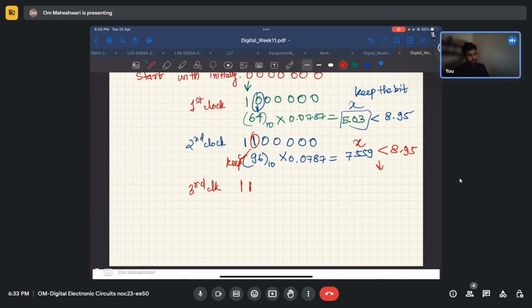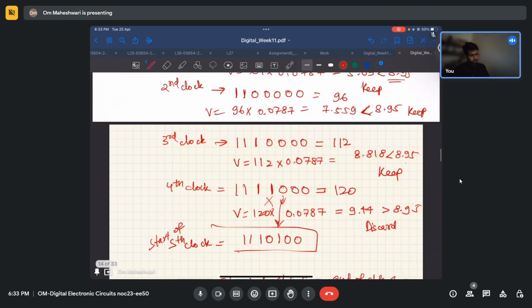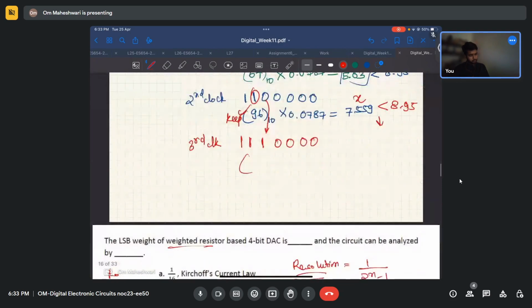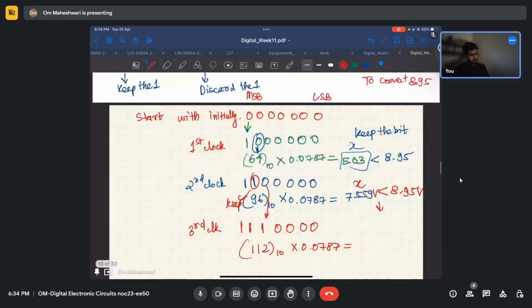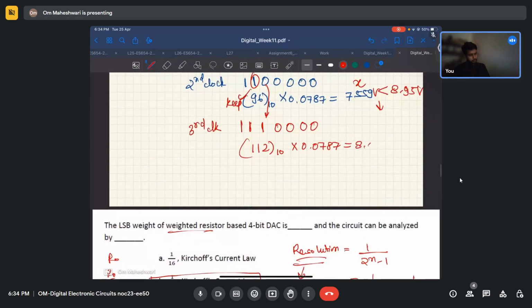We have 1, 1. Now we change this third one to 1: 1, 1, 1, 0, 0, 0. Now this is how much? 112. 112 base 10 into resolution 0.0787 is how many volts? These are all in volts. We are comparing the voltages. This will give me 8.818, which is less than 8.95 again. So again we keep this one.